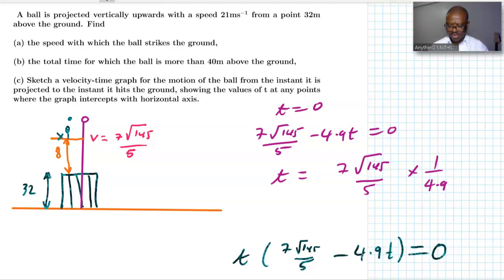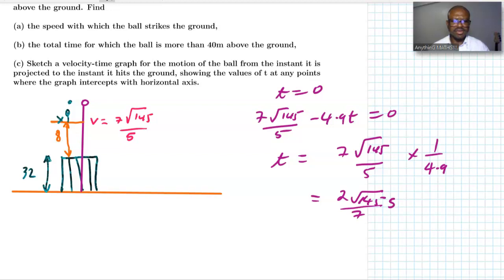Use your calculator and divide by 12.5. You're going to get 2 root 145 divided by 7 seconds, or you can leave the answer this way, or you can write it as 3.44 seconds. So that answers the second part of the question.